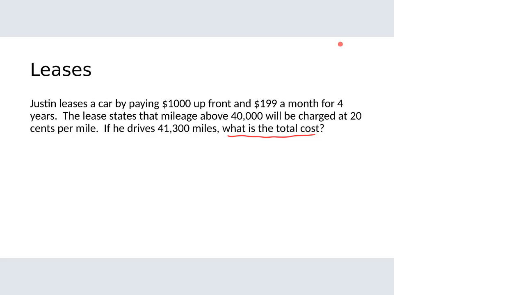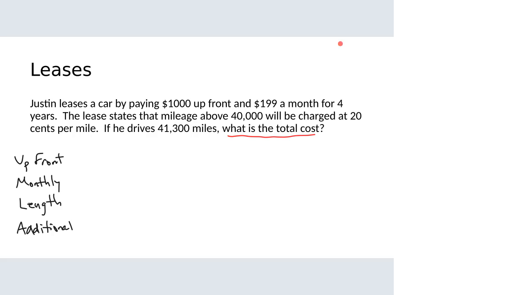If I'm being asked for the total cost of the lease, I know that I'm just going to consider these things. The upfront cost, how much is it every month? How long is the lease? And are there any additional charges? Okay, let's go back through the question and get all the information we need here.